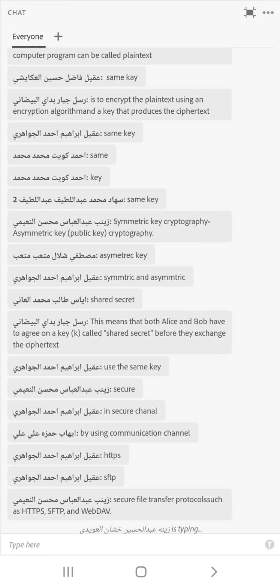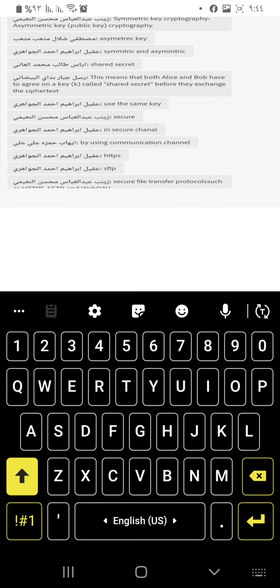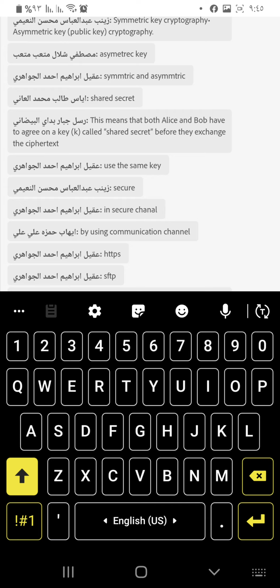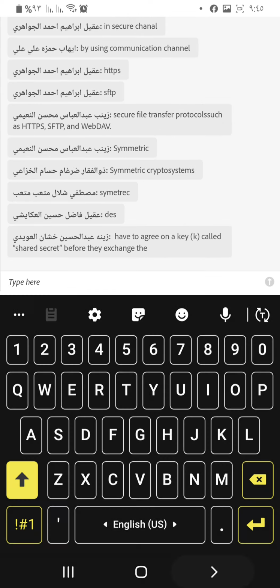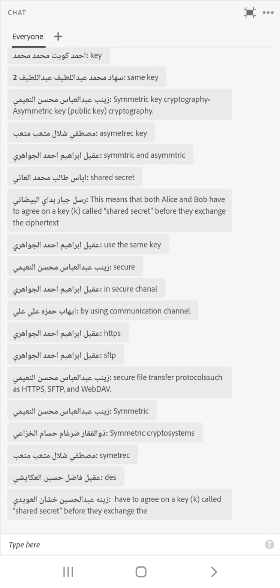which type of cryptography is faster? Is it symmetric cryptography or asymmetric? Which one is usually faster? Yes, it's symmetric, Zulfaqar Zarqan, as well as Zainab Abdul Abbas.